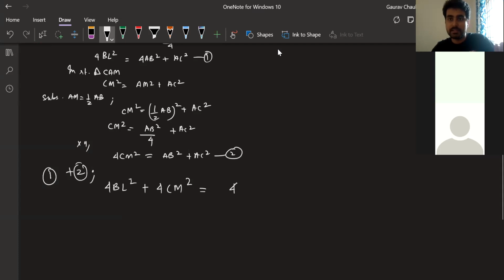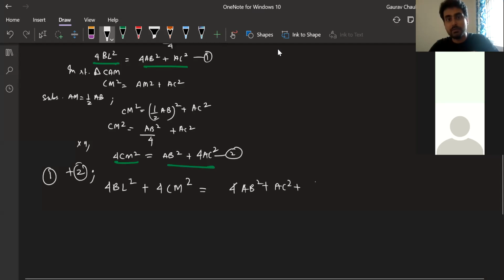I'm going to write everything on the right side as it is first. So I'm adding these two equations. 4 BL square, 4 CM square is written. These things I have to write as it is on the right side. Wait, something missing here. I have to write 4 AC square. Sorry, I have to multiply by 4, it will become 4 AC square. So I get 4 AB square plus AC square plus 4 plus AB square plus 4 AC square.